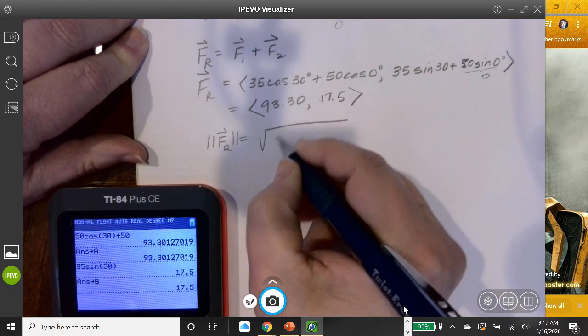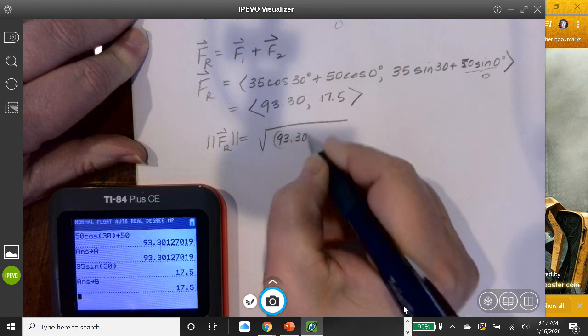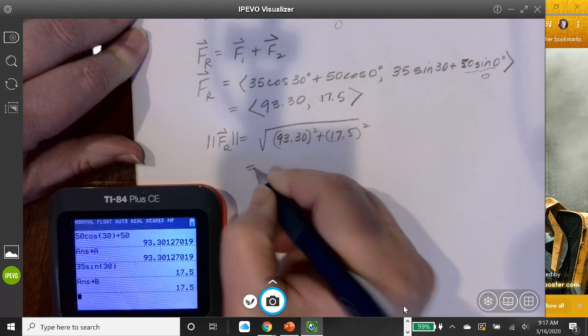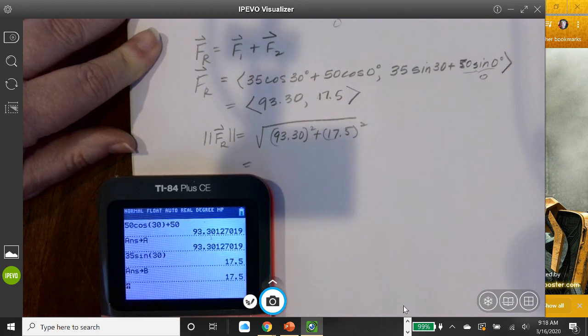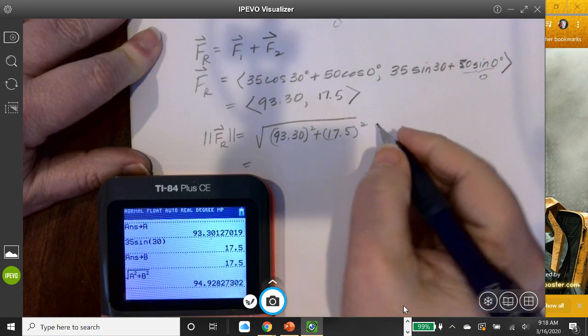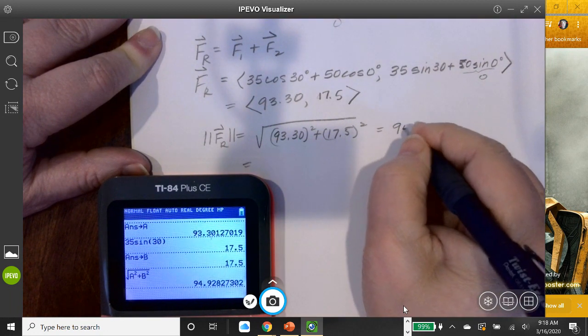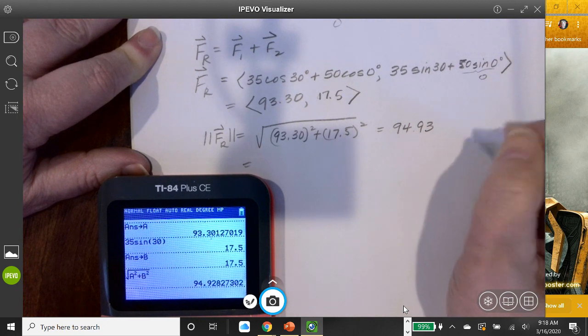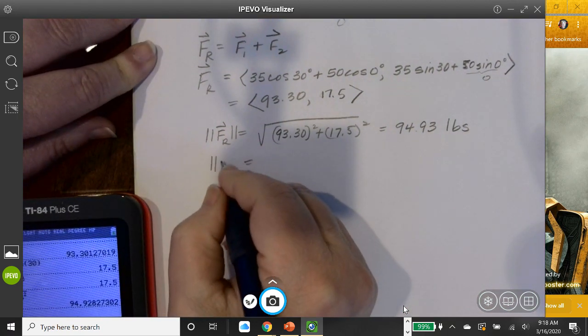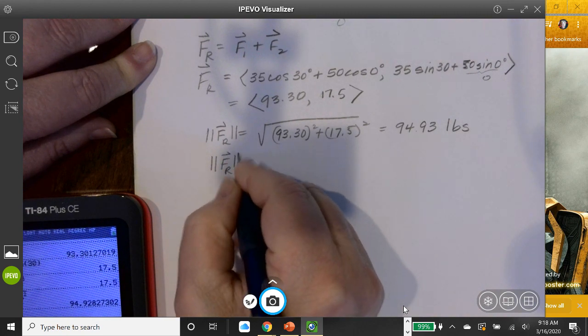is the square root of 93.30 quantity squared plus 17.5 quantity squared, which is second square root alpha A squared plus alpha B squared. And that's going to be 94.93 pounds, because that's also a force measurement.